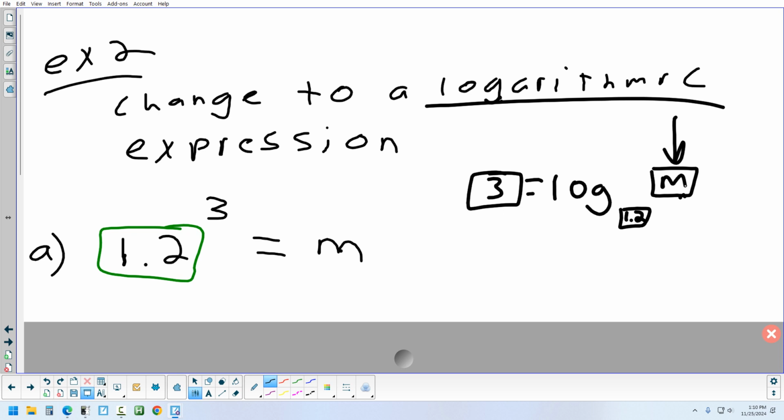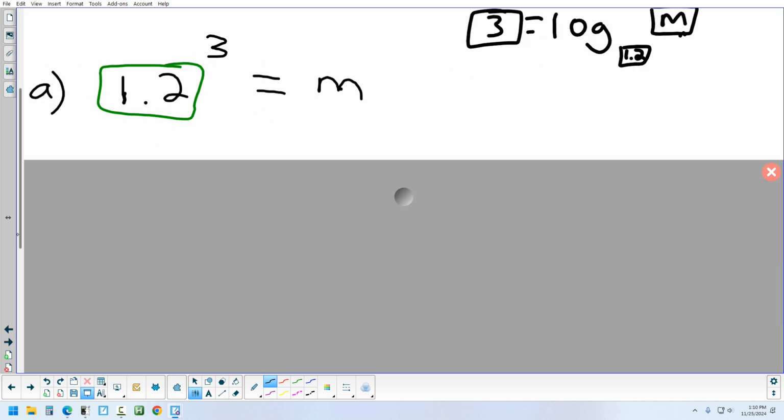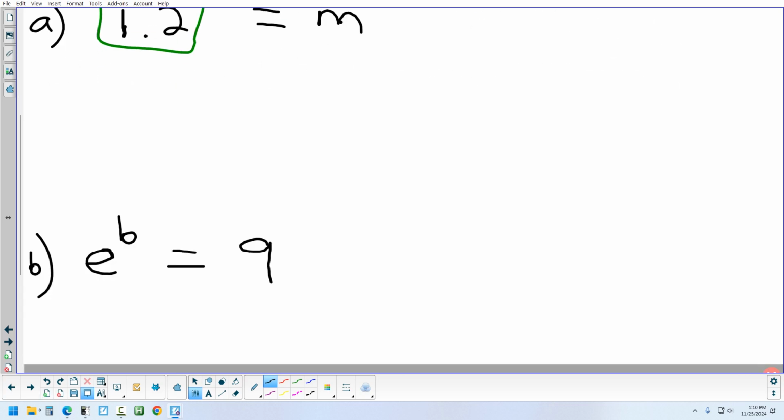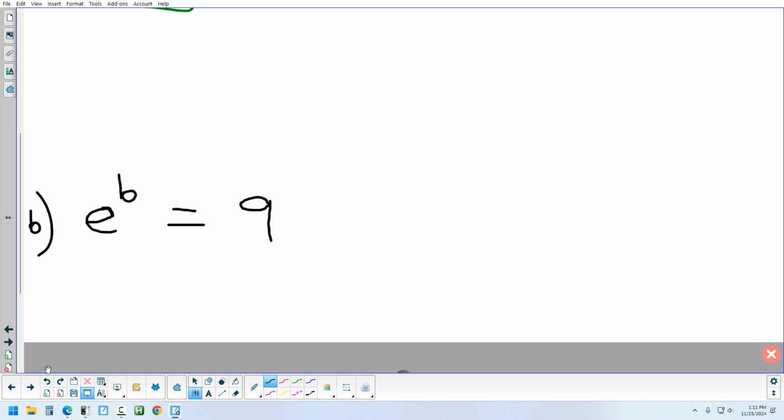Okay. Any question on that one? I think I got one more of those. Let's try this one. e to the b equals 9. Okay, same directions. Change to log form. All right. What's the first thing you should put down? Log.